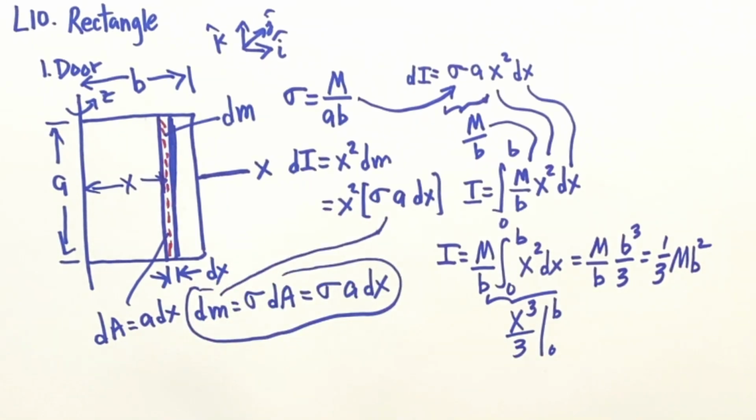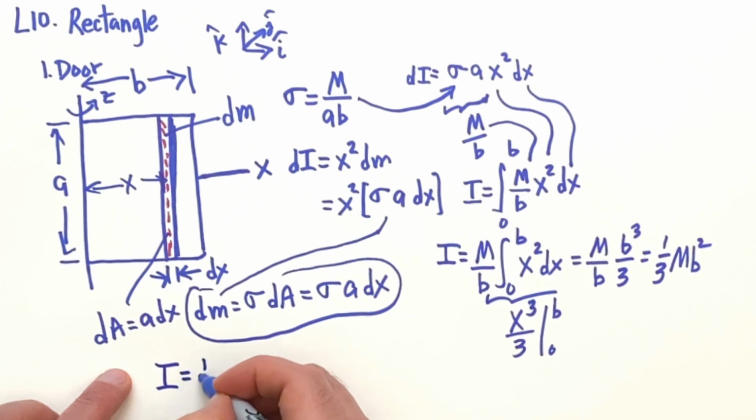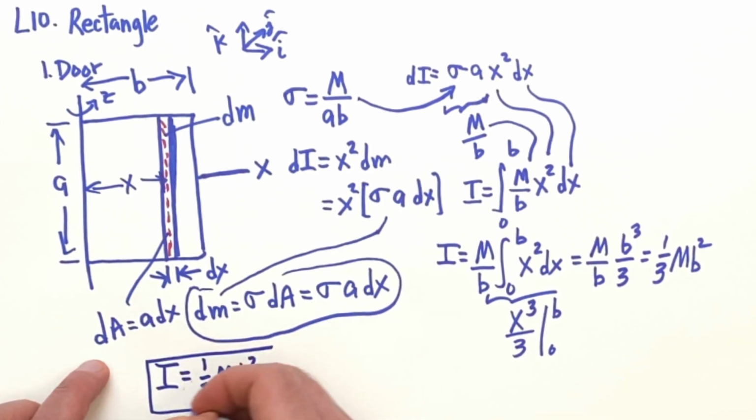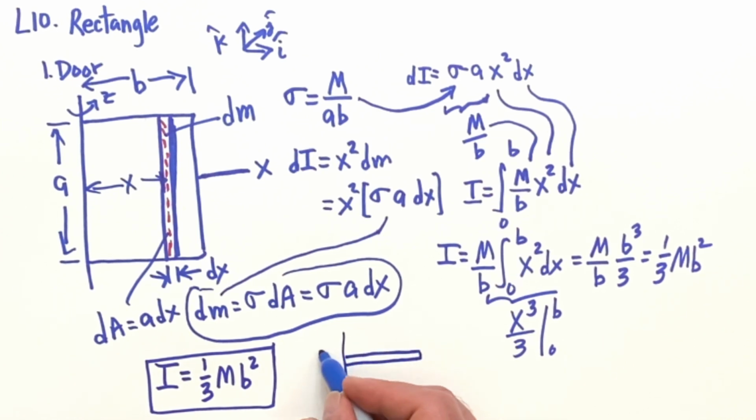Now, you might recognize that. Let's go ahead and put that down over here, 1/3 M b squared. Because when we did the pencil, or the rod about the end, we got 1/3 M l squared for the moment of inertia.